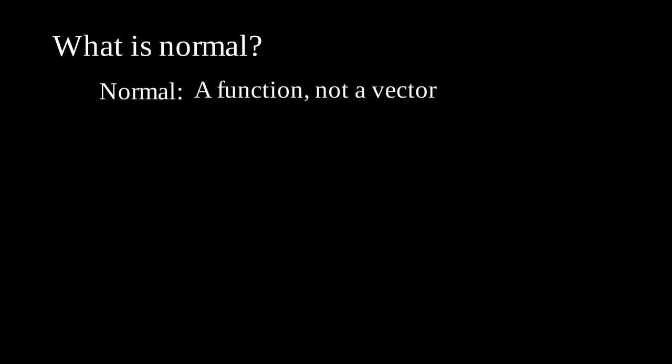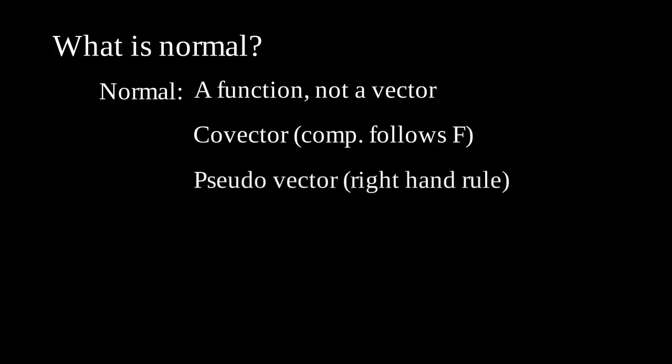You understand a bit more about normals. Actually, the question of this video could be, what is normal? A normal is a function, not a vector. It is not a column vector. Mathematician calls this a covector. Components of a covector follows the forward matrix F. A normal is also called a pseudovector, since it follows the right-hand rule.